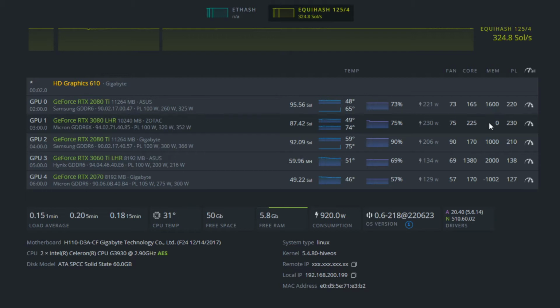0 for the memory overclock because Flux is a lot less memory dependent compared to other algorithms, which is the main reason why I am using this on my 3080, and a power limit here of 230 watts.